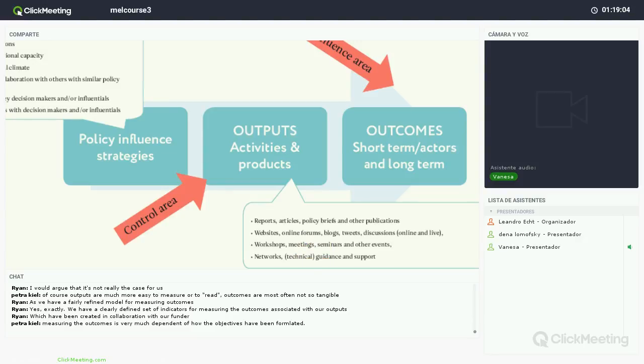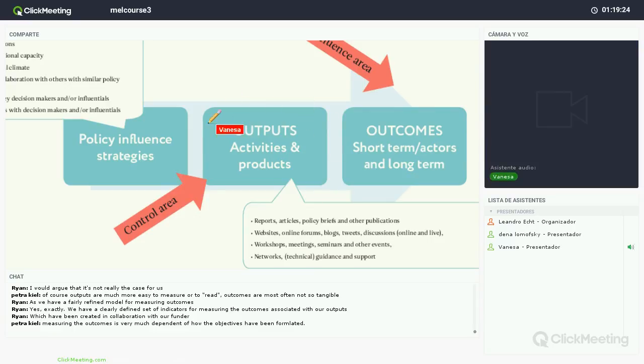I'm seeing in the comments there, Ryan, yes, we'll get back into those indicators and outcomes shortly. I start with outputs and then we'll delve into outcomes, which is the more challenging way of assessing change. And yes, depending on how objectives have been formulated.